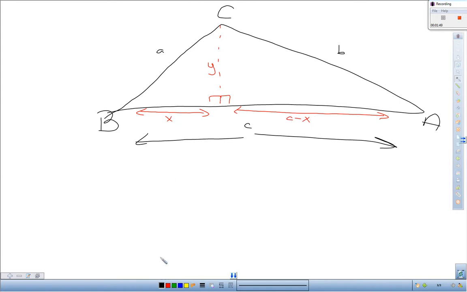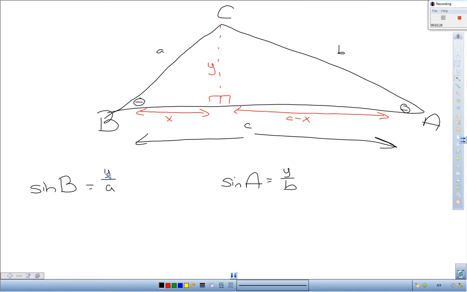Okay, let's take a look right quick, and let's look at angle B. So let's say that I'm just looking at angle B. If I wanted to find sine of angle B, that would be opposite, which would be Y, over hypotenuse, which will be A. So Y over A. Alright, then let's look at angle A. Let's say I have sine of angle A. Well, then that would be opposite, that would be Y, over hypotenuse, that would be B, so that equals Y over B.